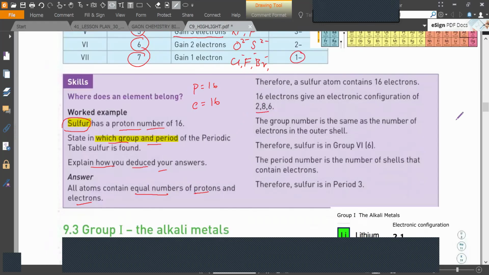2, 8, 6. First shell, 2 electrons. Second shell, 8. Third shell, 6. So 2, 8, 6.